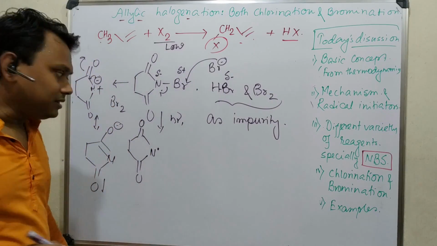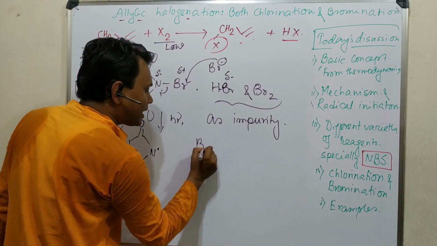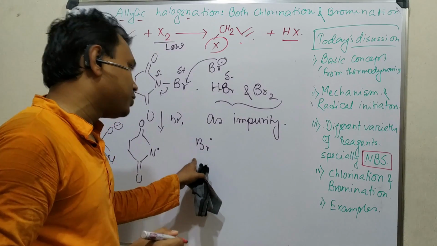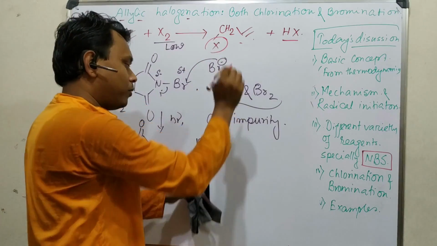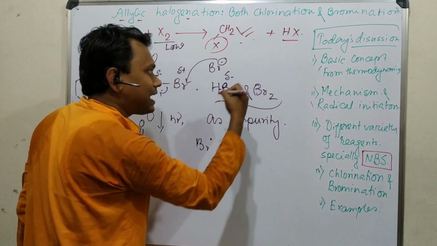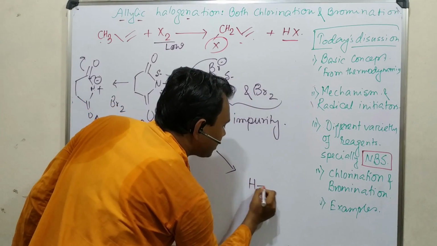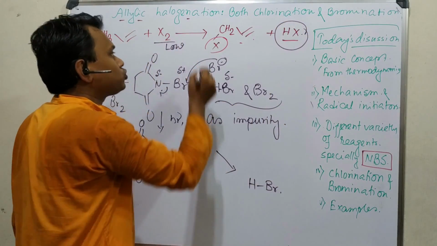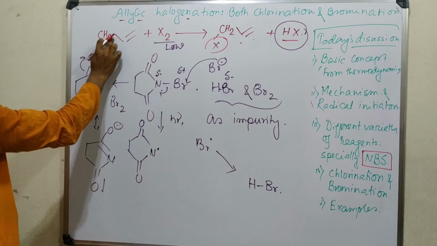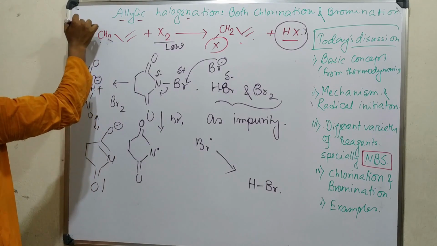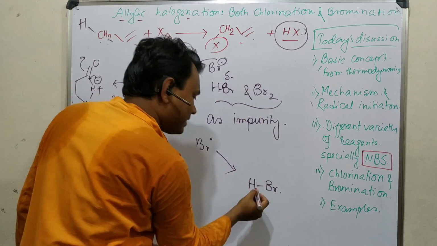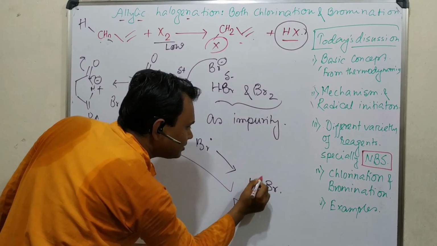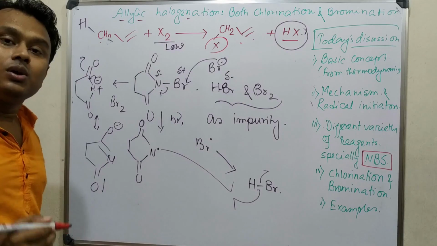So let's focus on the bromo radical. Previously we have generated the bromo radical. This bromo radical performs the same job and ultimately converts to allylic halide and HBr. One hydrogen will be replaced and ultimately produce HX, and this H will be further abstracted, and in this way the bromo radical will be generated.